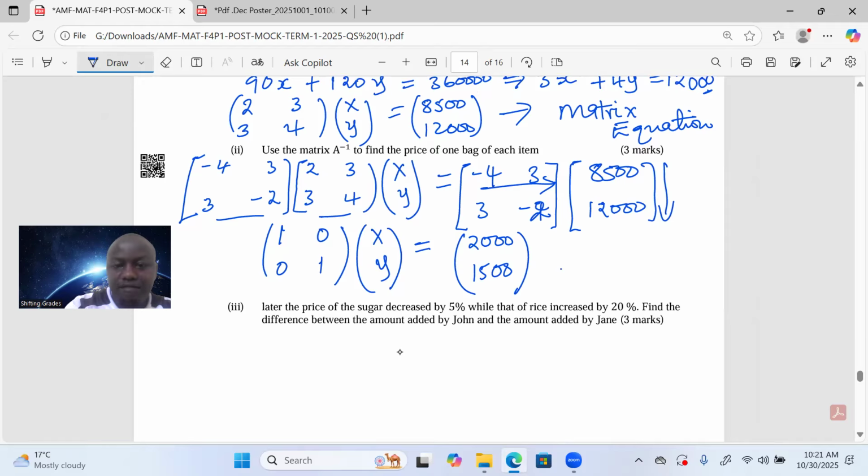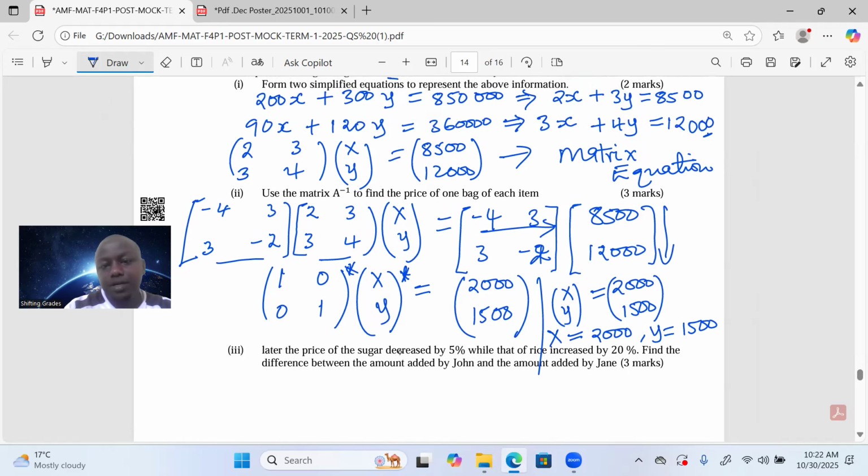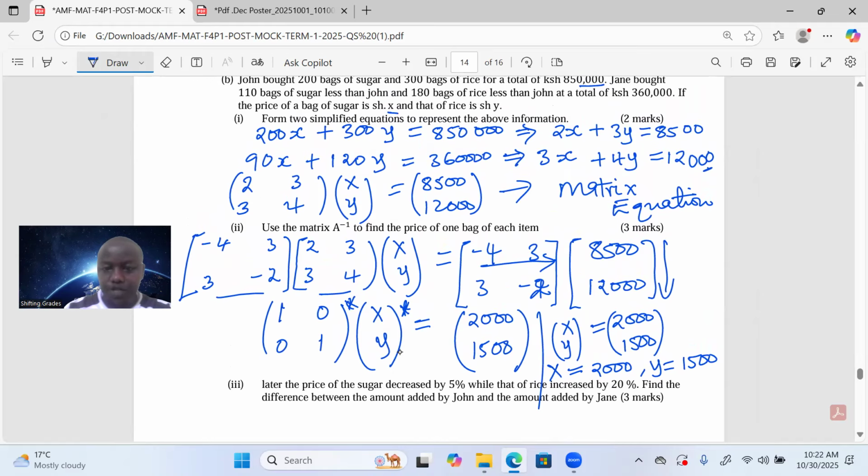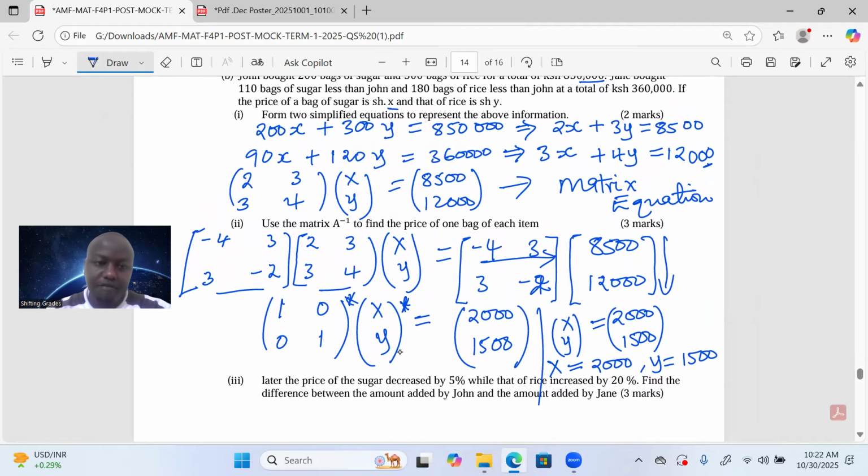So now we can say the value of x. For the value of x, let's continue multiplying matrices. At this point, the identity matrix times any matrix leaves that matrix unchanged. So xy, identity matrix times any other matrix, that other matrix remains the same. So we've now found the values of x and y. And so we can say sugar 2,000, rice 1500.